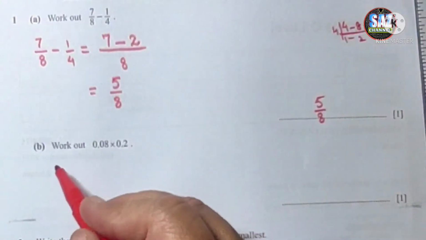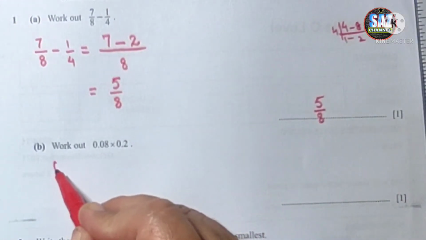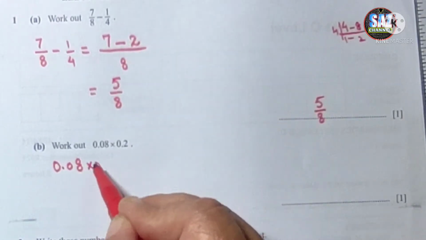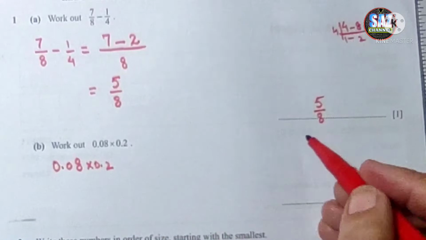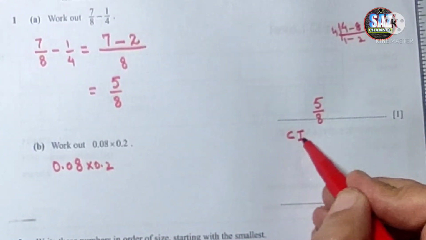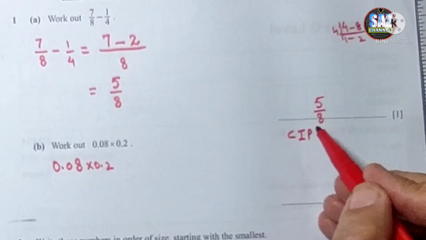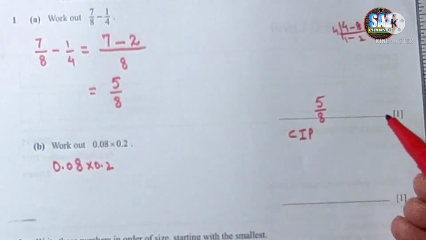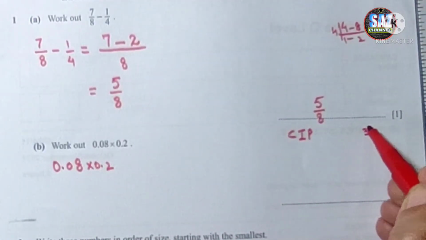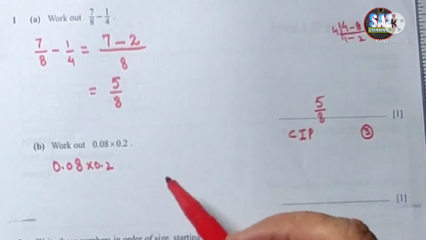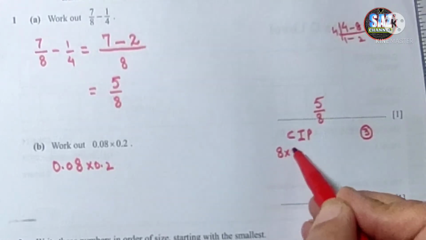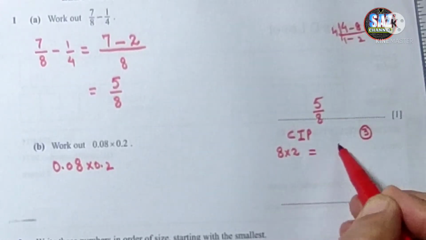Very easy question. Recall my lessons of decimal multiplication. 0.08 multiplied by 0.2. Apply the CIP rule. And what was the CIP rule? Count, ignore and place. Count 1, 2 and 3 digits after the decimal in the question. Then ignore the decimal and multiply the numbers. 8 multiplied by 2 is equal to 16.